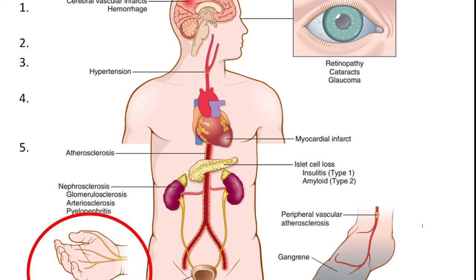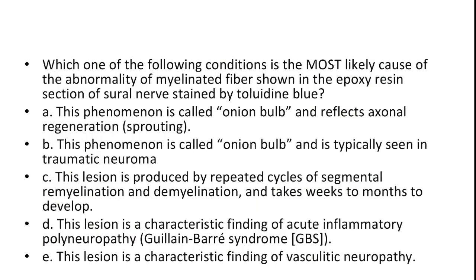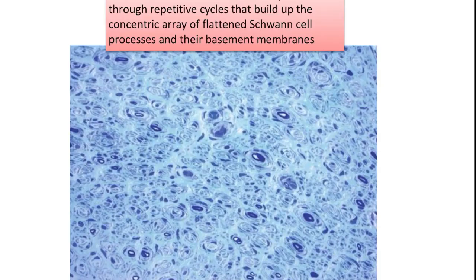Peripheral neuropathy I explained already. In autonomic neuropathy, the patient loses control of the bladder, and so he always goes more times to the washroom. So coming to the answer of our question, this is the onion bulb due to the cycle and recycle of segmental demyelination. I told you how it happens. So this is the nerve injury, which was today's topic. Thank you very much.